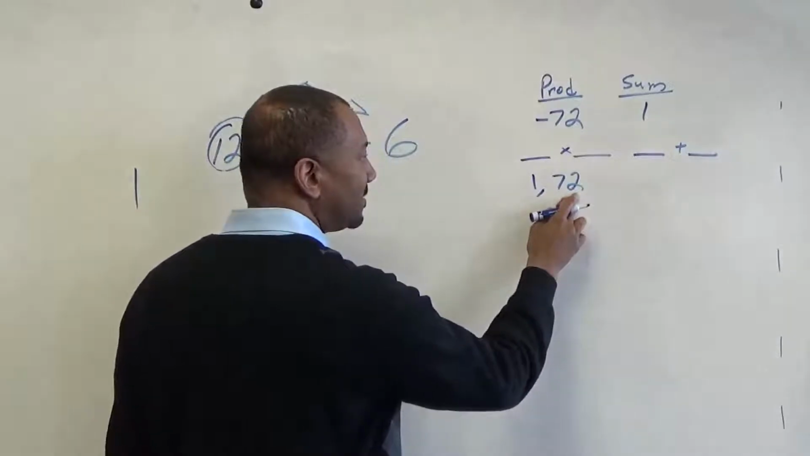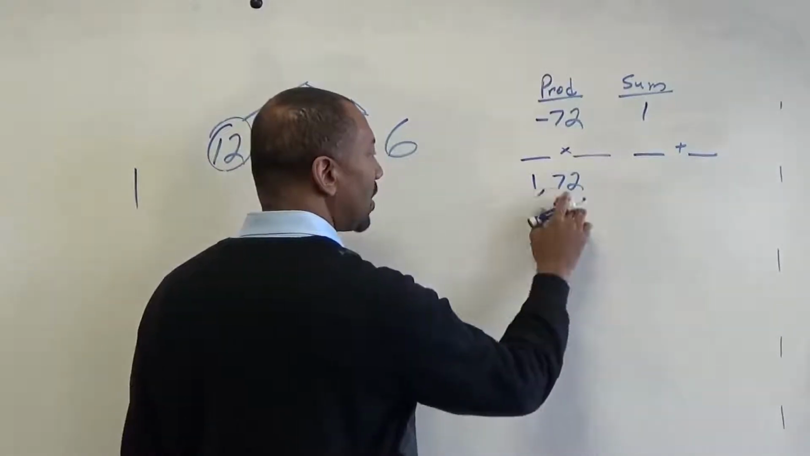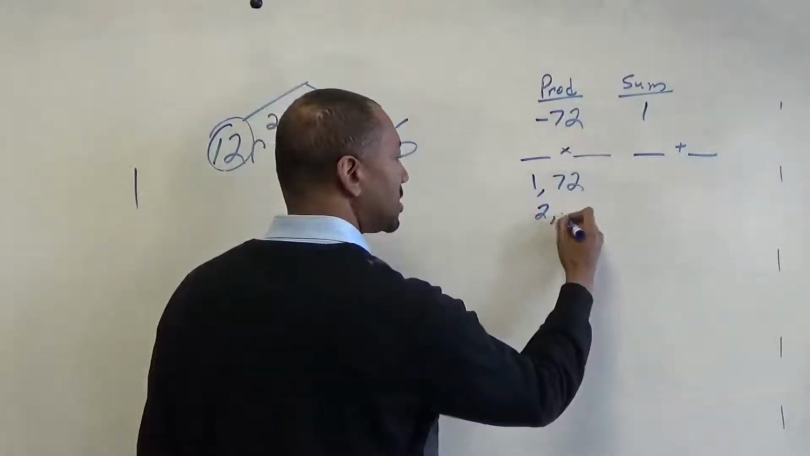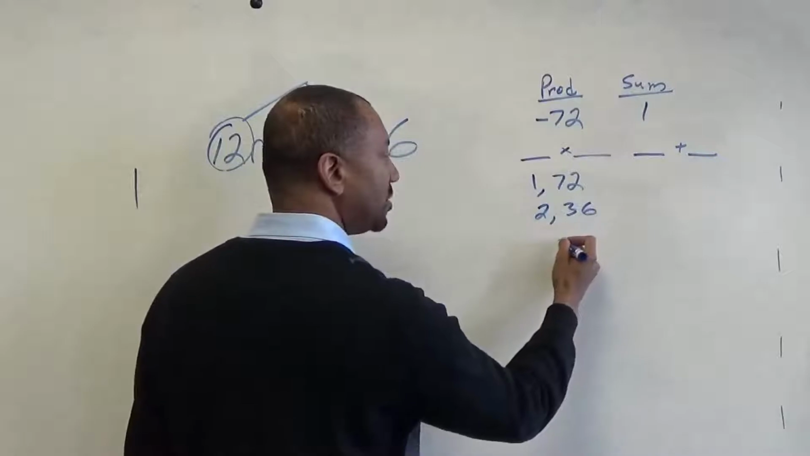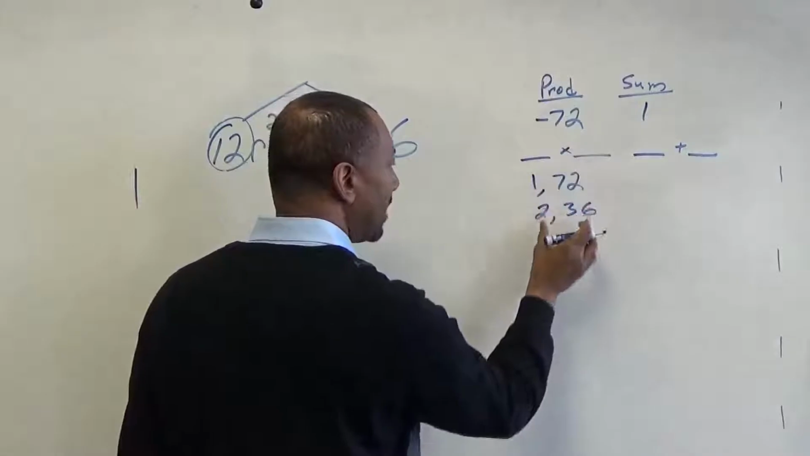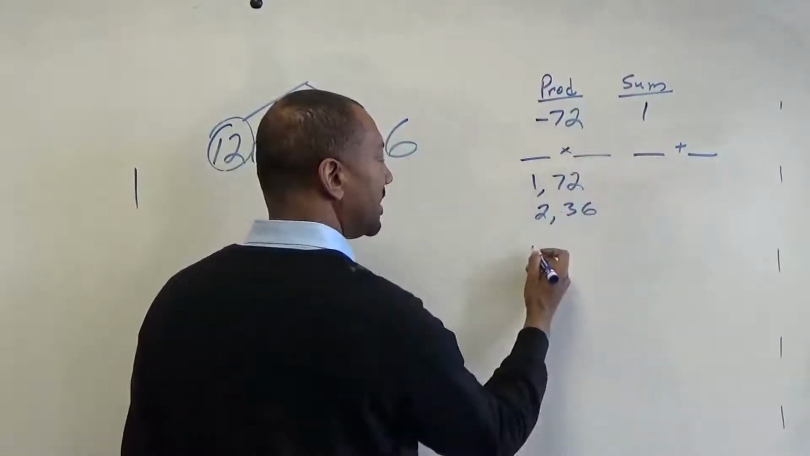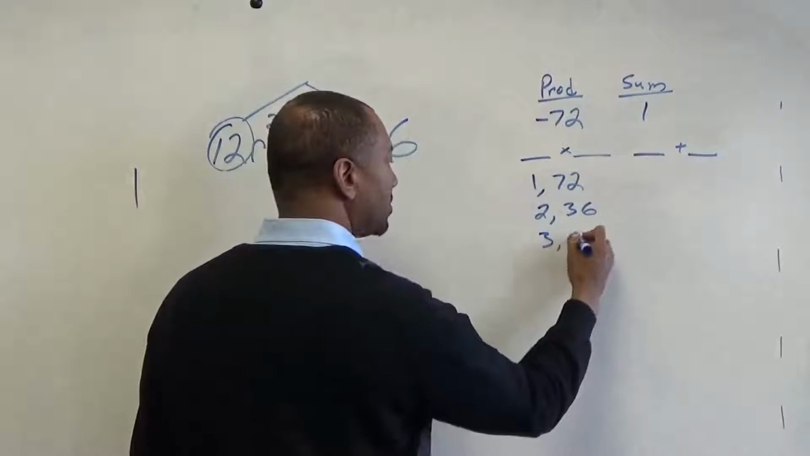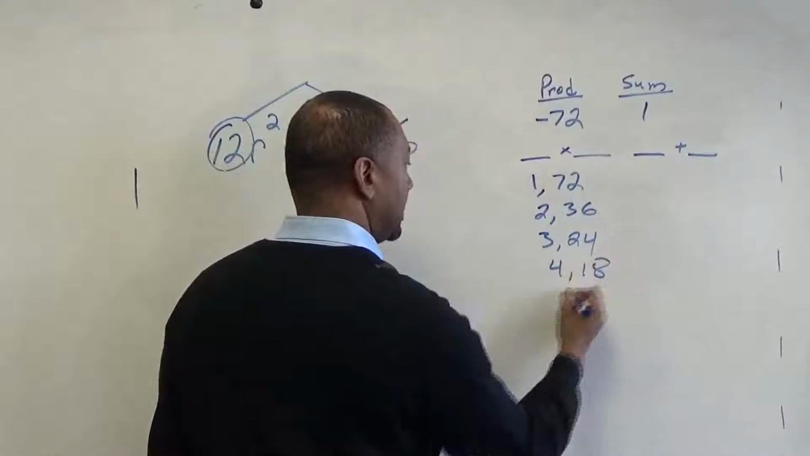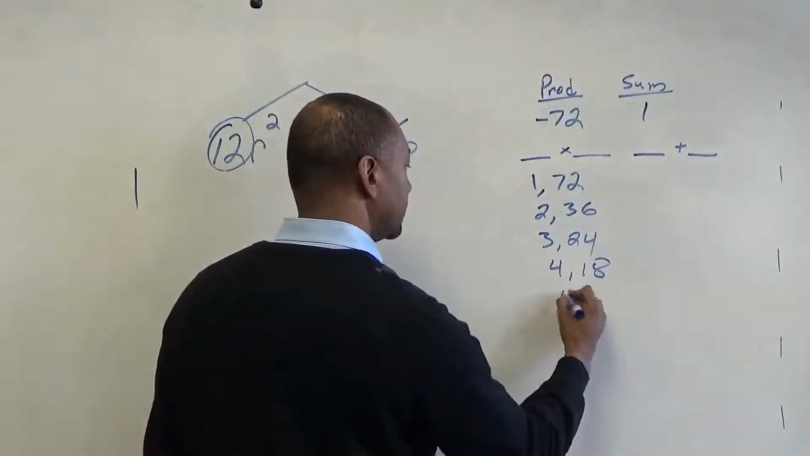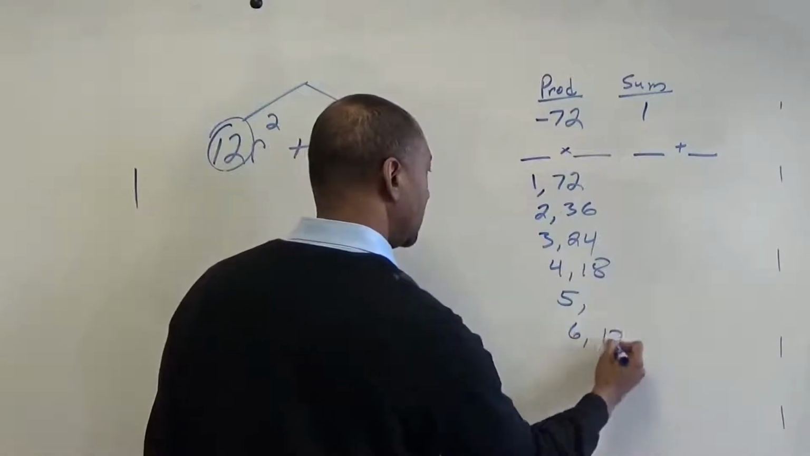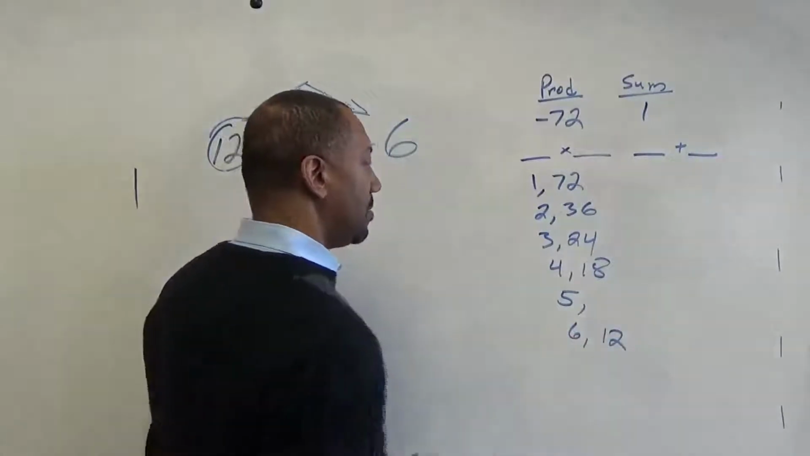1 times 72, there's no way that these two are going to add up to give you 1. So let's keep moving. Let's just start listing factors of 72. Certainly I can get 72, but there's no way it's going to add up to give me 1. So let's go to 3 times 24, 4 times 18, 5 times, well, 5's not going to work. Will 6 work? 6 times 12, nope.